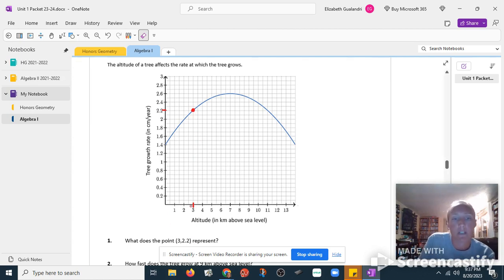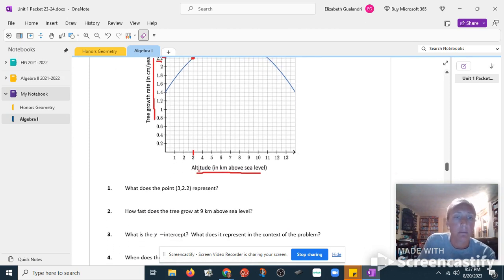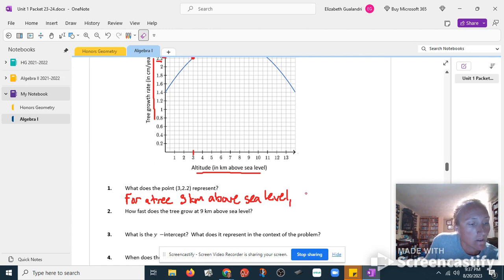And we're saying, what does it represent? Well, the 3 represents altitude in kilometers above sea level, and the 2.2 represents tree growth rate in centimeters per year. So we just need to put that into words here. So I said for a tree 3 kilometers above sea level, it grows at a rate of 2.2 centimeters per year.